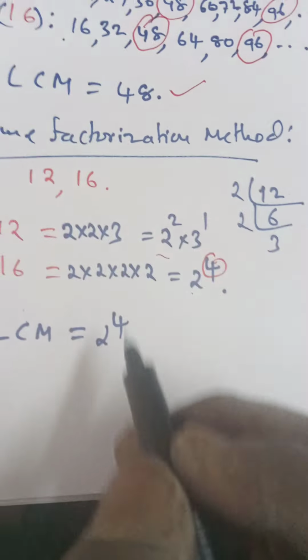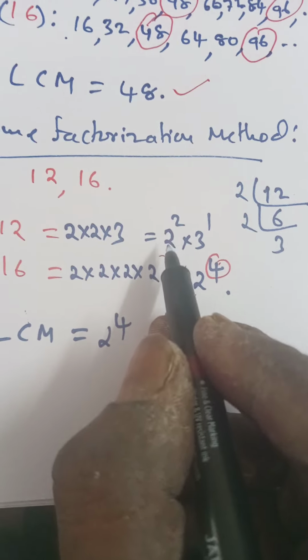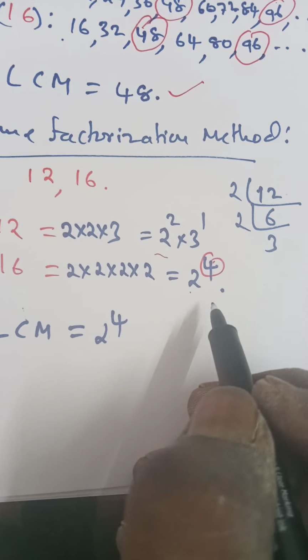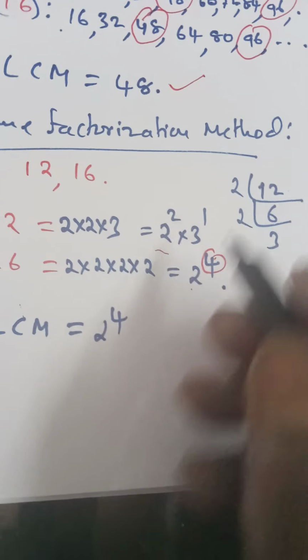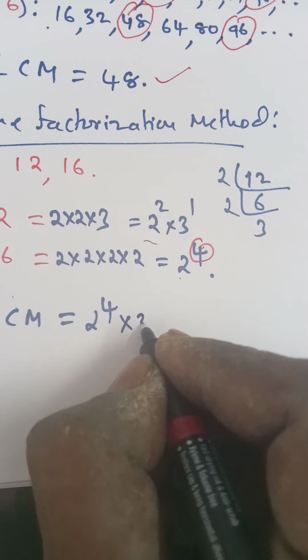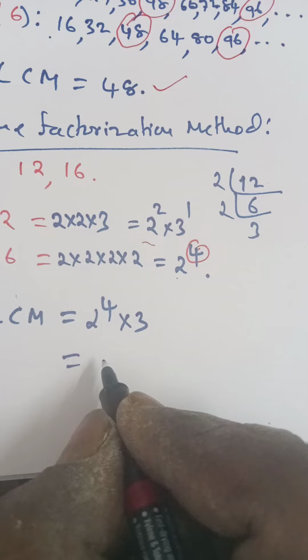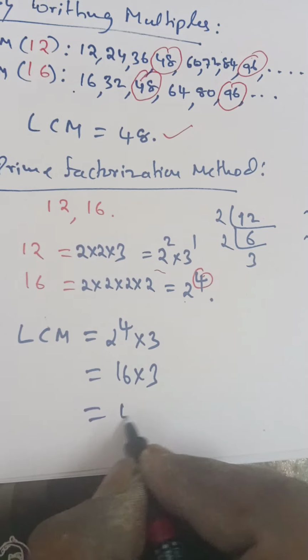But here, multiple means, which one is a multiple of the other one? 2 square value is 4, and 2 power 4 is 16. 16 is a multiple of 4, right? So that's why 16 should come here. And one more factor is 3 power 1 only. That factor also we need to write here. So 2 to the power of 4 is 16 only. 2 twos are 4, 4 twos are 8, 8 twos are 16 will come. And 16 into 3, 48 will come. This is the LCM of the numbers by using the prime factorization method.